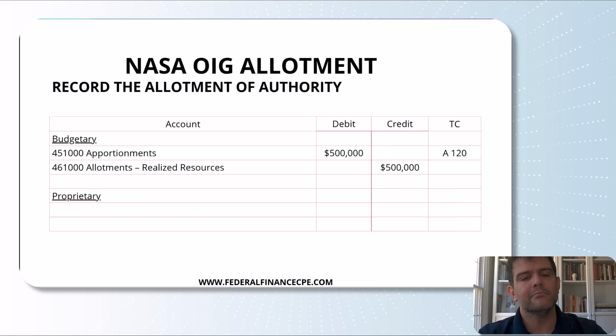On here, for our story, we're saying NASA OIG, the agency head, they allotted the entire amount for us, right? So now you're using transaction code A120 and we're moving it from apportionments. So we're debiting apportionments and we're crediting allotments, realized resources. So we're going from 4510 to 4610. And again, no proprietary entry.